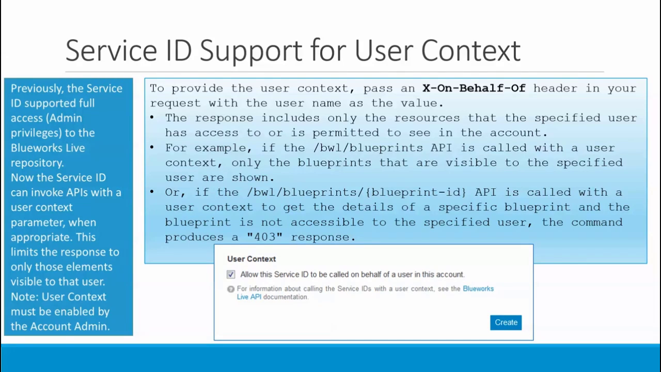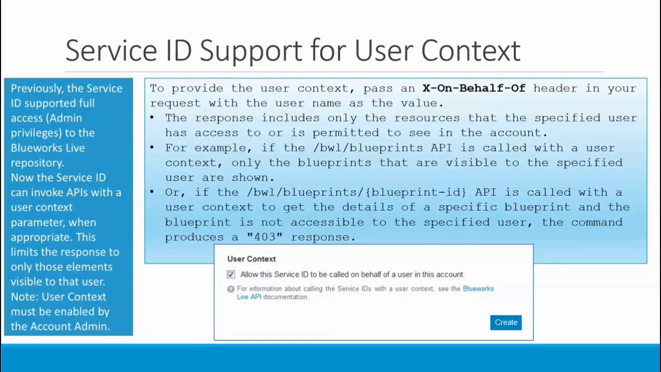So for example, many APIs such as followed processes, which is an API that determines the processes that a user is following, and task list, an API that returns a list of the tasks assigned to a particular user, must be called on behalf of a specific user. So these APIs actually require that a user context be provided. Other APIs, such as the Blueprints API, can optionally be called with the user context. If a user context is provided there, only the elements that are visible to that user are included in the response.